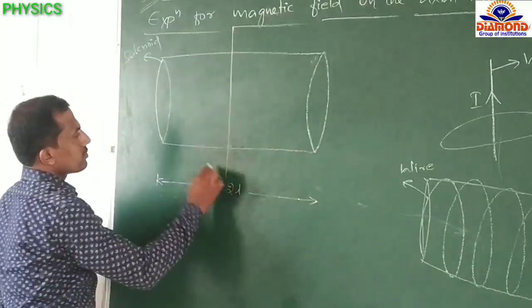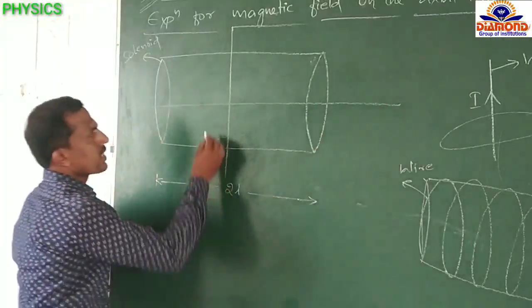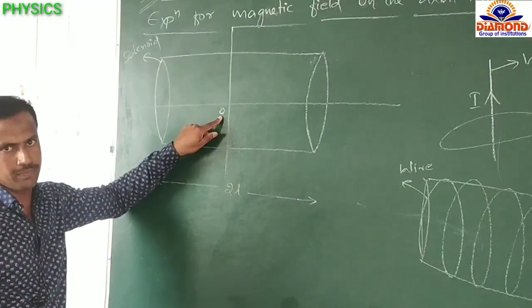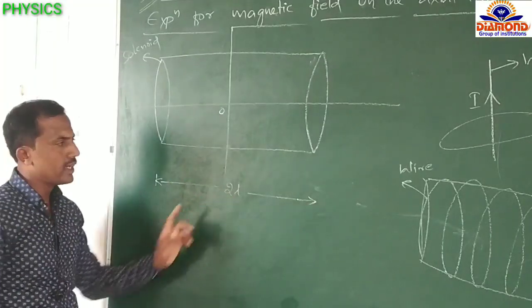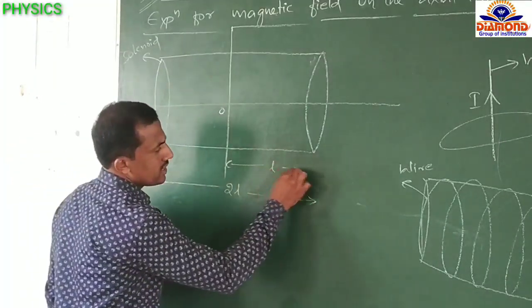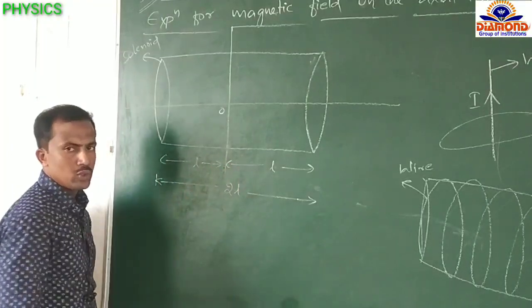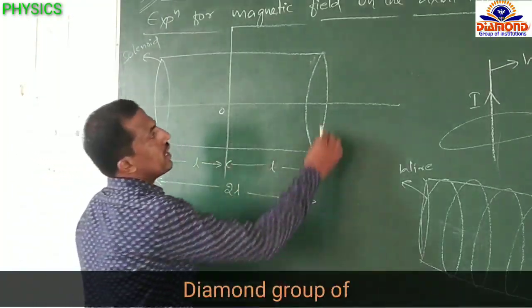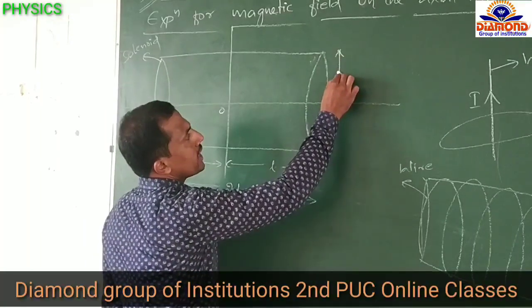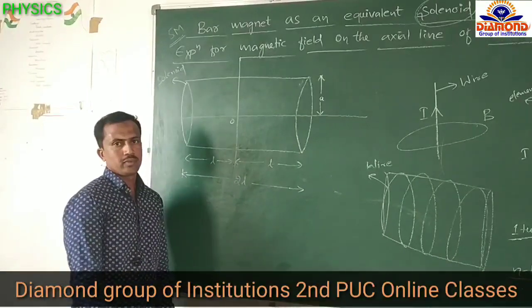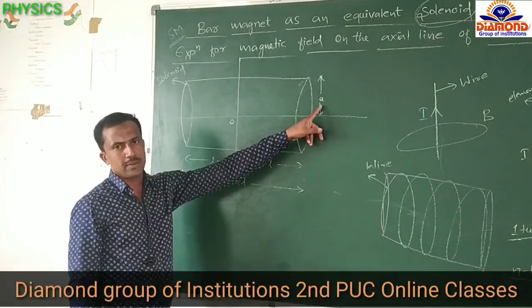O is the center of the solenoid. The total length of the solenoid is 2L. On the right side the distance is L and on the left side the distance is also L. L plus L means 2L. The radius of the solenoid is A.